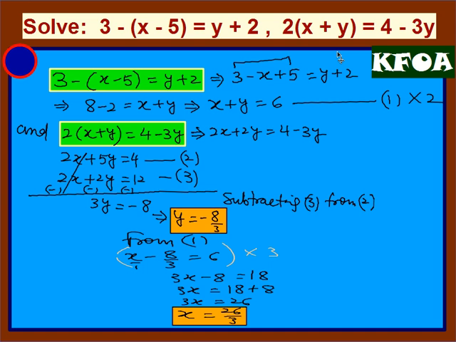3 minus x minus 5 is equal to y plus 2. 2 in bracket x plus y is equal to 4 minus 3y. You have to simplify this equation to bring in normal form, like x plus y is 6 and 2x plus 2y is 4 minus 3y. So the final answer is 2x plus 5y is 4 when we simplify it, because the question was in this form.